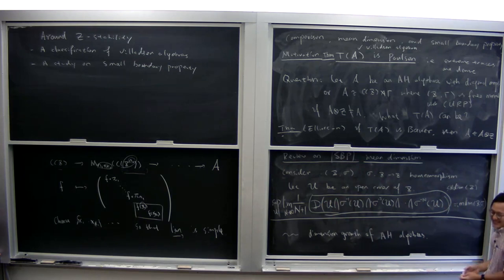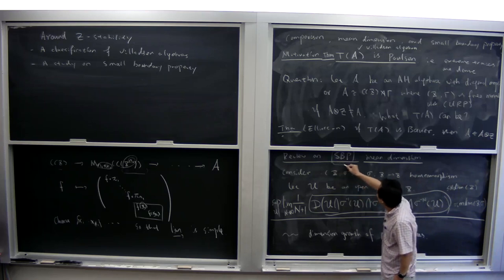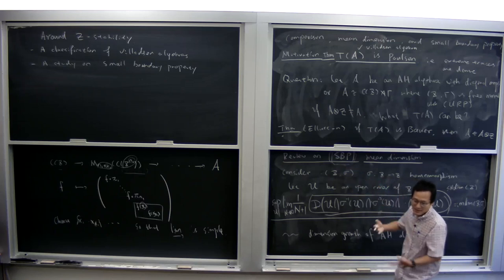You can have an AI algebra, something like that. For example, you can use Cantor set to produce any trace simplex. But if you start with a Cantor system, the mean dimension is zero. Yes, I'm trying to take a review and eventually see why, or how, this small boundary property pops up.